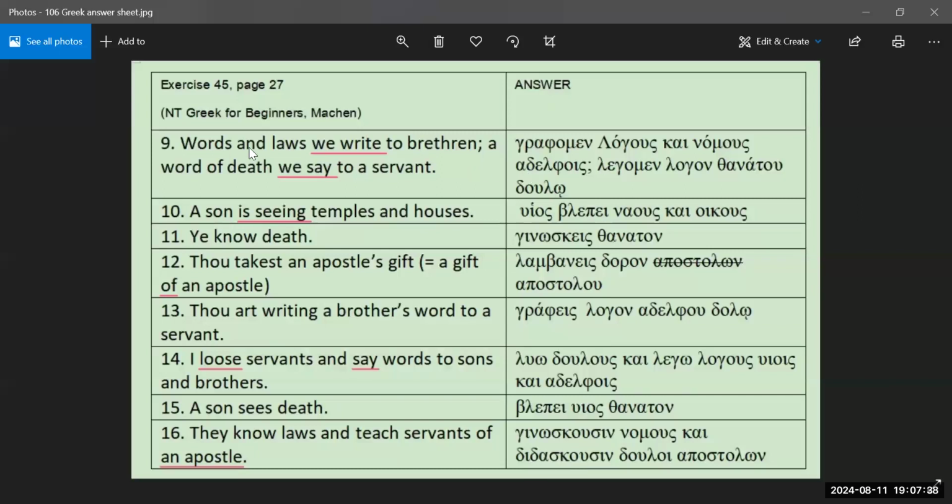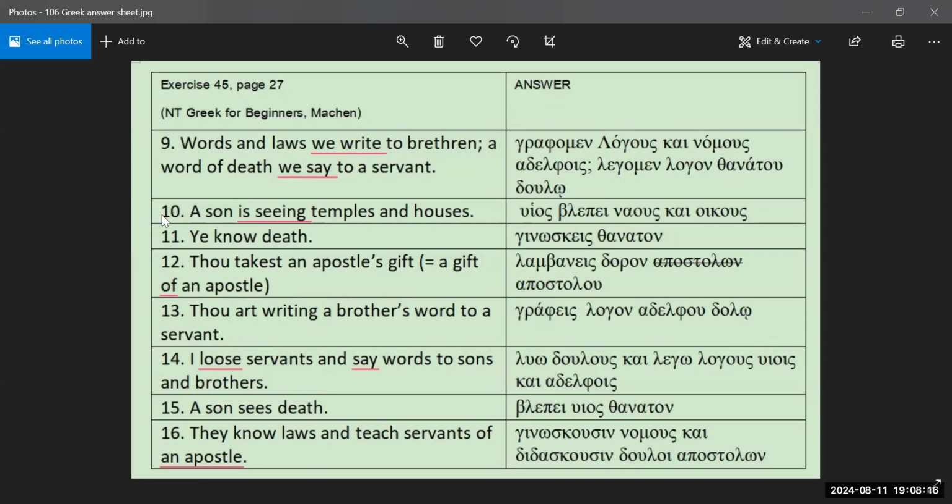Okay, so again the sentence, words and laws we write to our brethren: graphomen logous kai nomous adelphois, to brethren. And then a word of death. So a word is just logon, of death, thanatou. And we say, so this is legomen, we speak or we say, to a servant. And you see that the grammar there is actually quite different from the English. In English, a word of death we say to a servant, but if you did this literally, it would be we say a word of death to a servant. A little bit different here.